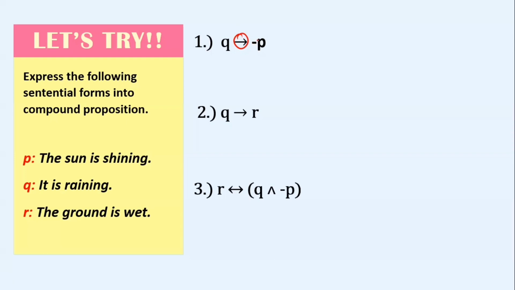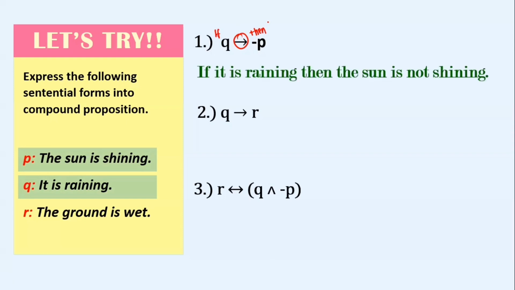Okay? So, kunin natin yung Q, it is raining. And then yung ating P, the sun is shining. So, since this is conditional, dadagdagan natin to, lalagyan natin siya ng if, and then. Okay? Or kaya pwede kayong gumamit ng iba pang terms na binigay kanina. So, we have, if it is raining, then the sun is not shining. So, if it is raining, ito yung ating Q. If, then, the sun is not shining. So, naka-negate yung P natin.